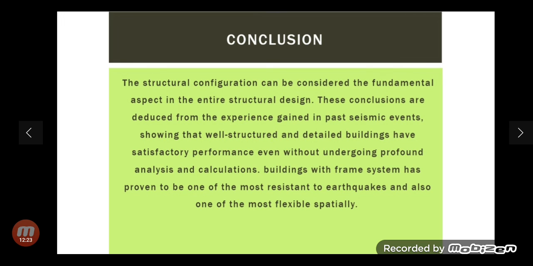Conclusion: the structural configuration can be considered the fundamental aspect in the entire structural design. These conclusions are deduced from the experience gained in past seismic events, showing that well-structured and detailed buildings have satisfactory performance even without undergoing profound analysis and calculations. Buildings with frame systems have proven to be one of the most resistant to earthquakes and also one of the most spatially flexible. So that is about the framing structures.